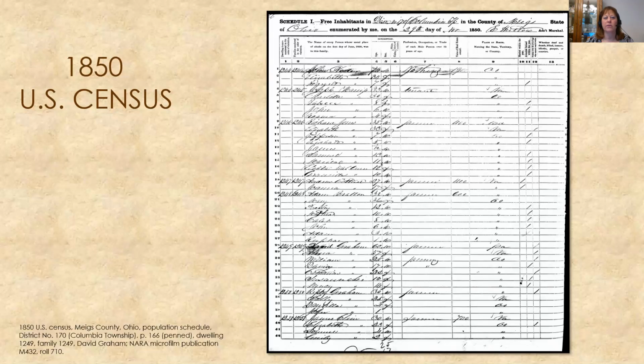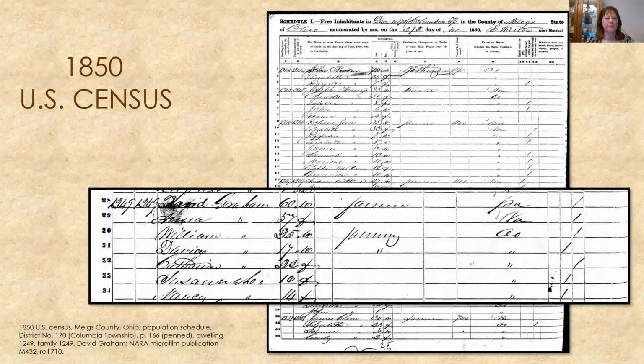Gone were the tick marks of the early census schedules. Yay! And in their place was a listing of the names and ages of each member of the household. Double yay. And while it appears that in this household, David Graham and Anna are husband and wife, and their children are William, David, Catherine, Susanna, and Nancy, we can only hypothesize that this is a family unit. The 1850 census may have included names of all individuals in the household, but it did not state relationships.